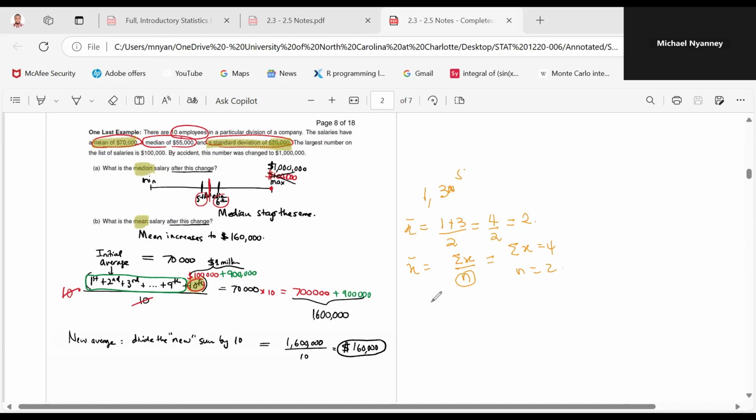Now my new sum will be plus 2, and this equals 6. And I divide it by my n, which is 2. And this gives me 3. Okay? But the same thing applies.